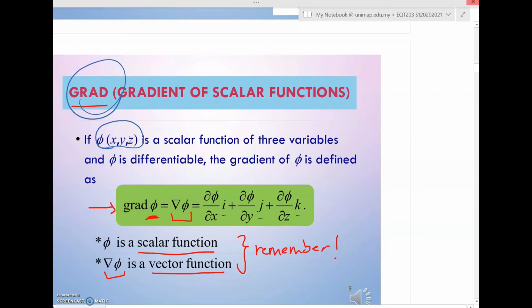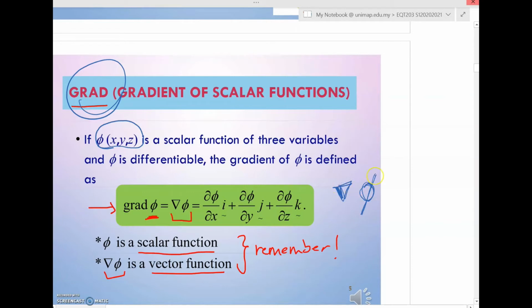Then you have the del operator. When the del operator operates on the scalar field, scalar, not vector, scalar field means that you don't have a direction. The function does not contain any direction, so we call it a scalar here. We name it as phi.